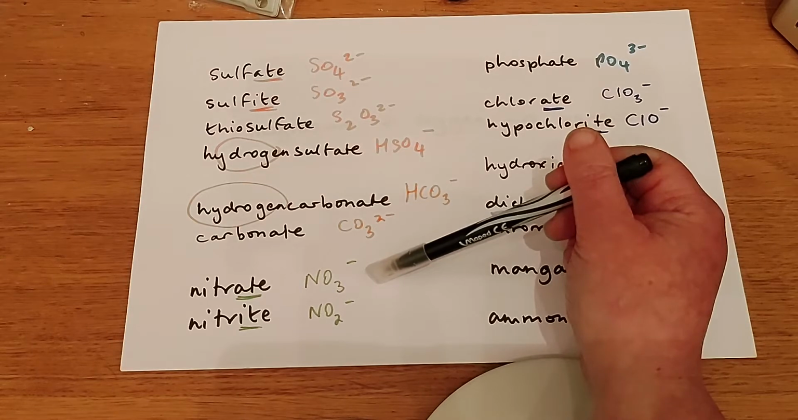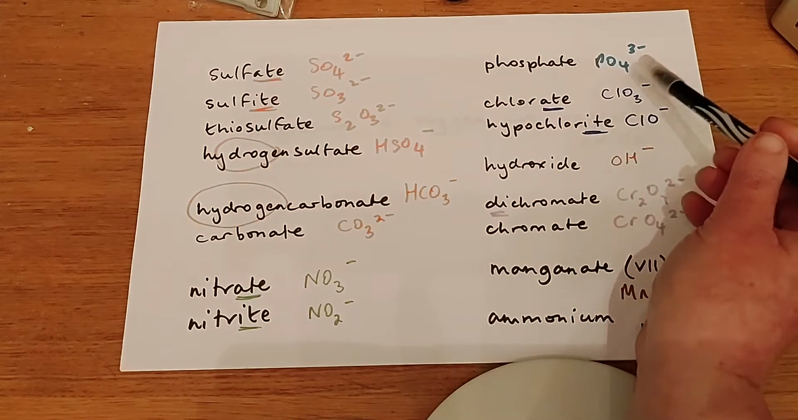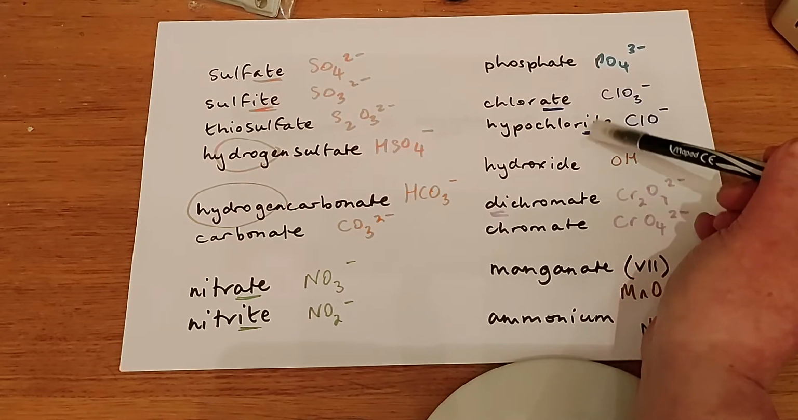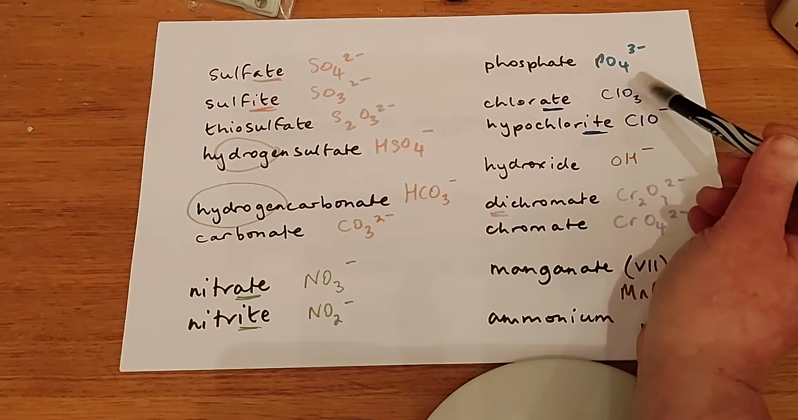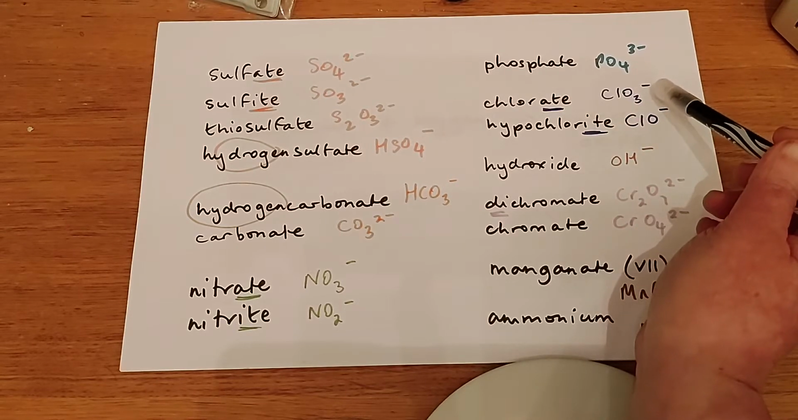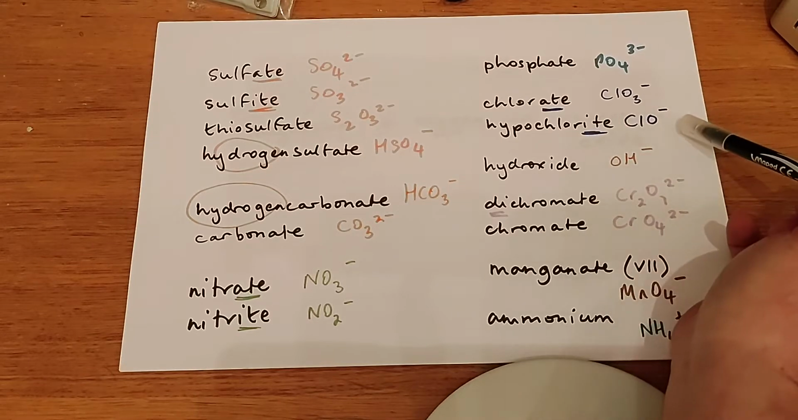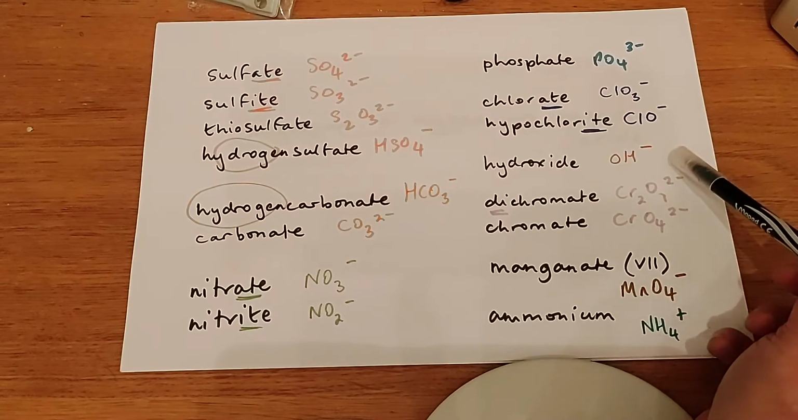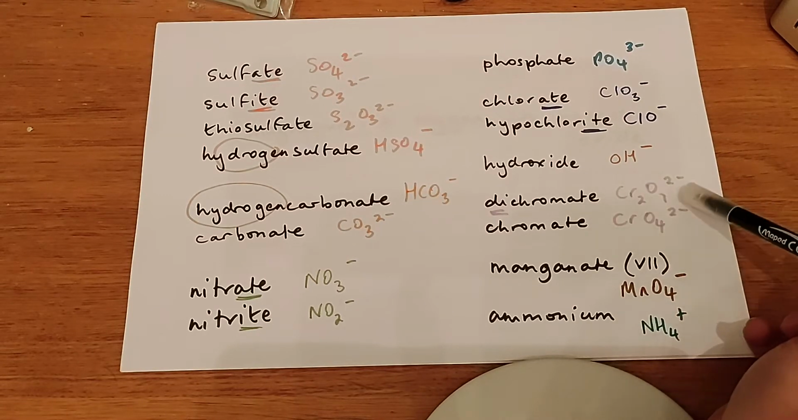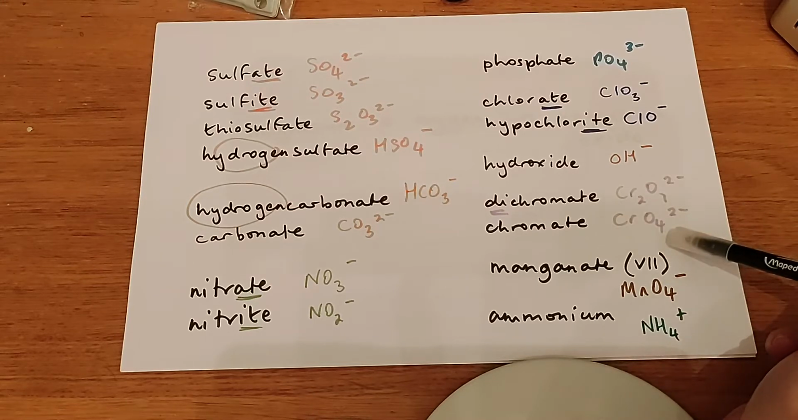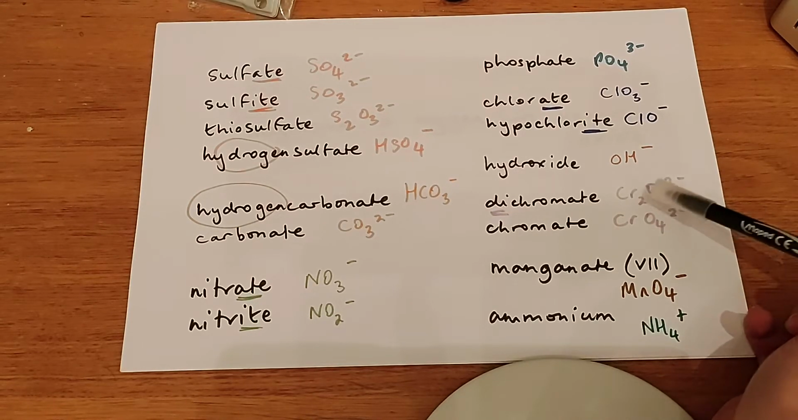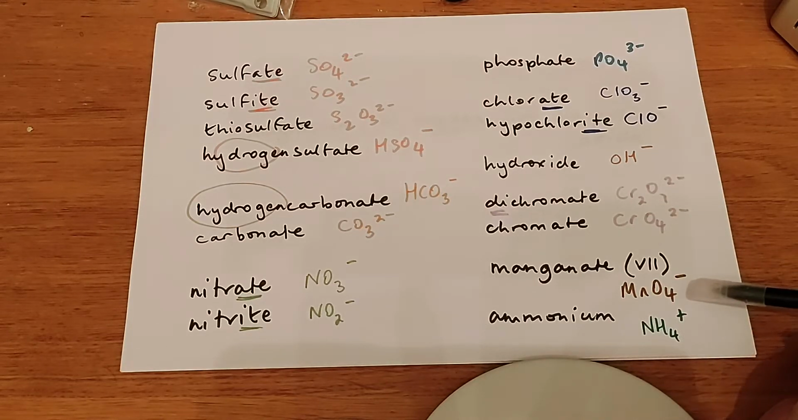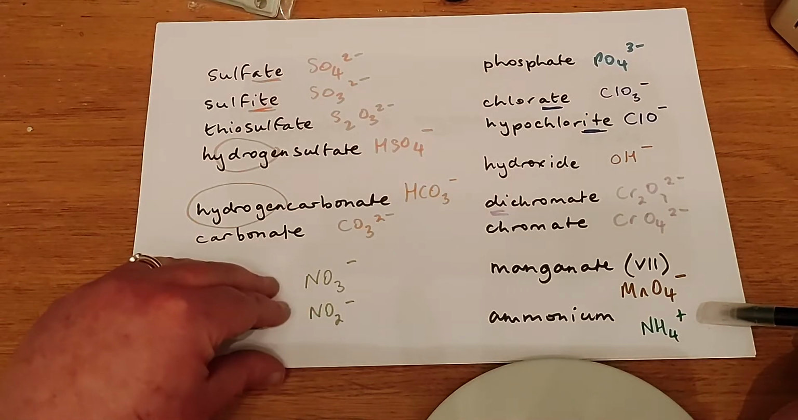Nitrate is NO3 minus, nitrite NO2 minus. Phosphate is probably the trickiest one. It's PO4 3 minus. And then we'll have chlorate and hypochlorite. Chloride, of course, is Cl minus, but chlorate is ClO3 minus, and hypochlorite is ClO minus. So the one with the fewer oxygens is the ite. Hydroxide, you should all know, is OH minus. Dichromate is Cr2O7 2 minus, and chromate is CrO4 2 minus. Dichromate has 2 chromiums, that's how you remember which one's which. Then manganate 7, which is MnO4 minus, and ammonium, which is NH4 plus.